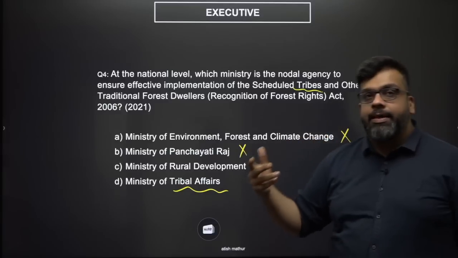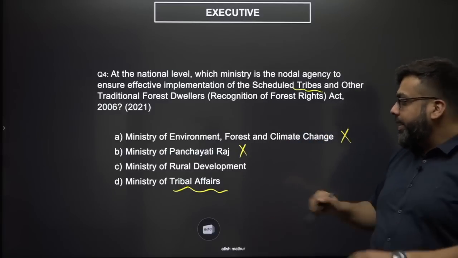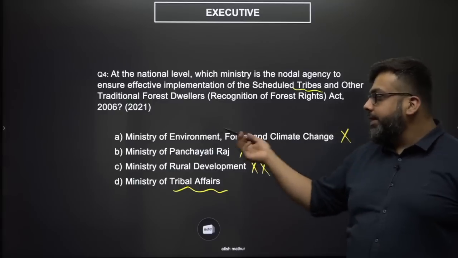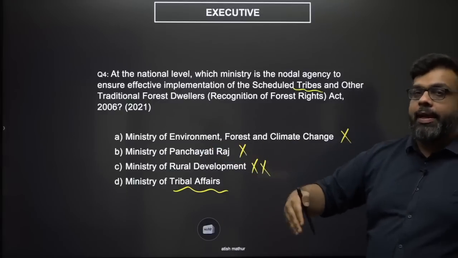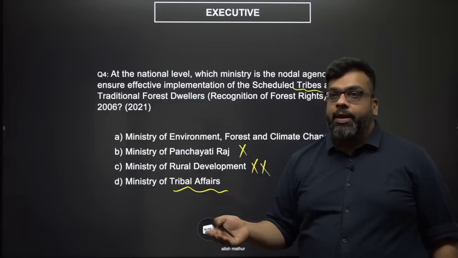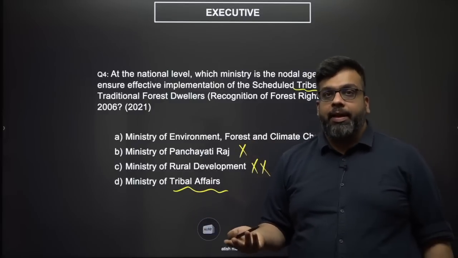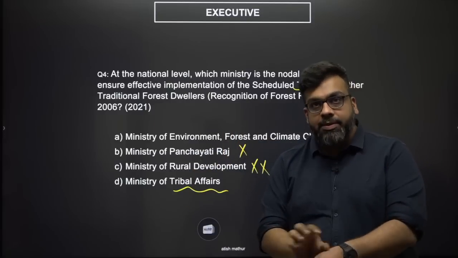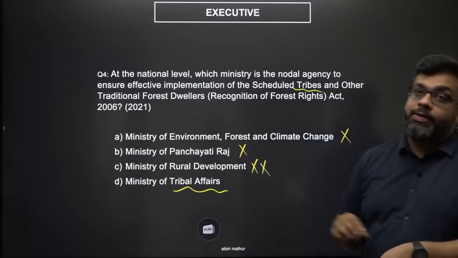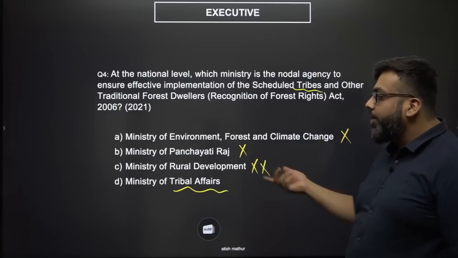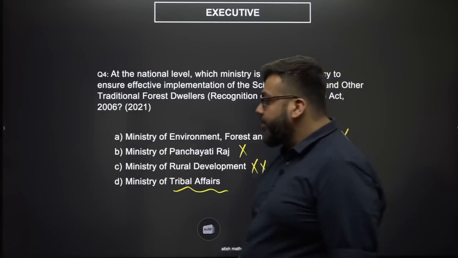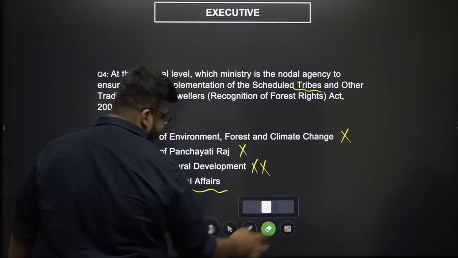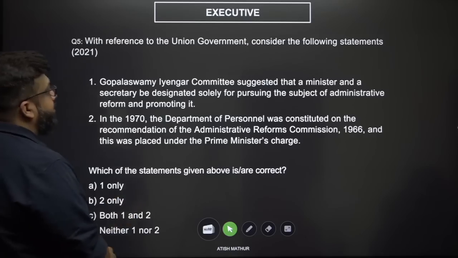So what usually ends up happening here is that you are very easily able to eliminate all of this. The Panchayats Extension to Scheduled Areas Act is applicable to the 5th schedule, the 73rd Amendment is not even applicable. Nothing is applicable to the 6th schedule because they have their own autonomous councils and regional councils. We've covered this also in Magna Carta before. So the only option you're left with on elimination is the Ministry of Tribal Affairs, which happens to be your correct answer. Now, let's move to question number 5.